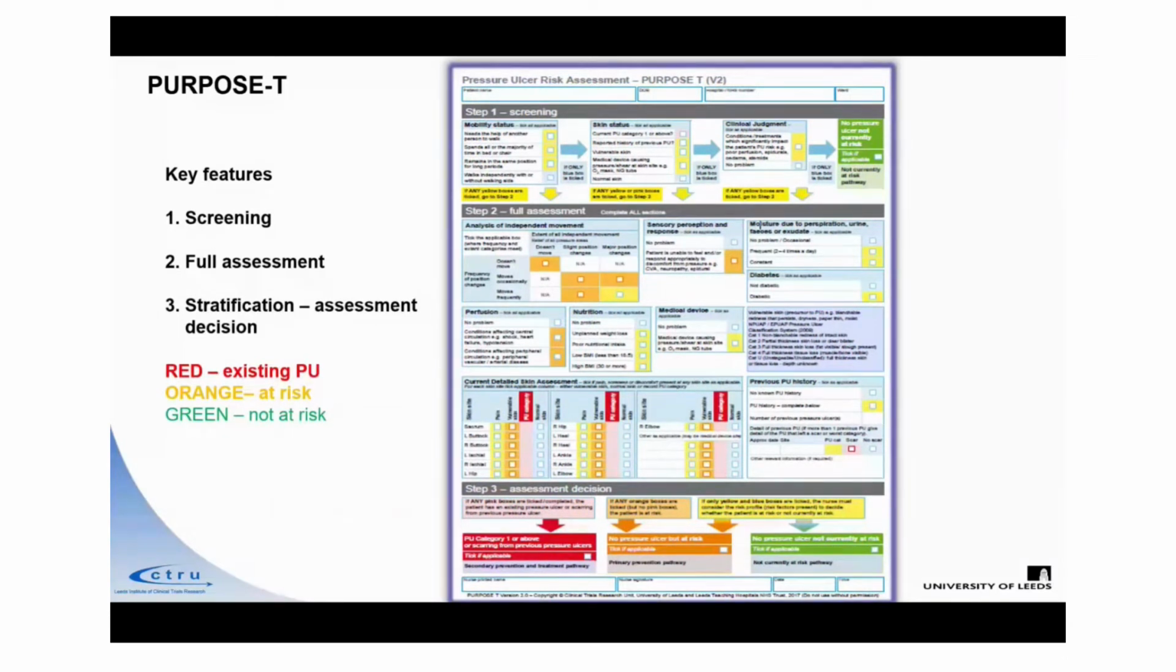So at the end of it, if a red box or pink box was ticked, then they had an existing pressure ulcer. And if they had no red ones but an orange one ticked, then they're at risk. And then if it was green or blue, then you need to make a decision about whether or not you think they're at risk. And I'm just going to take you into a little bit more detail about that now.